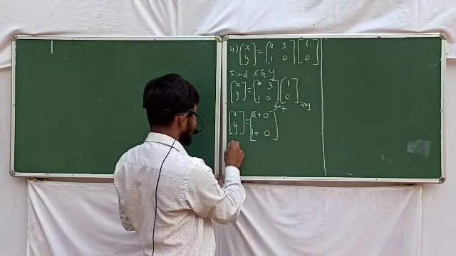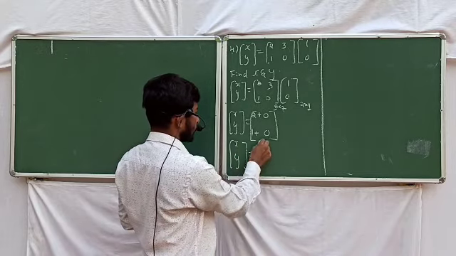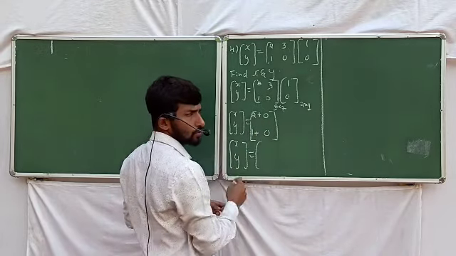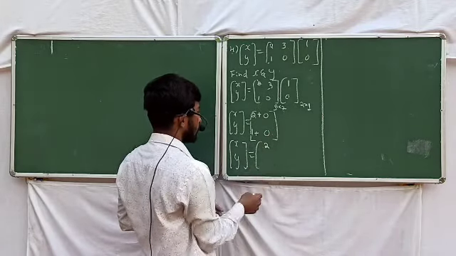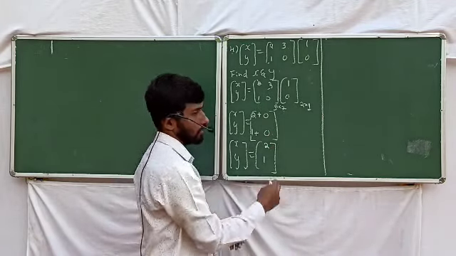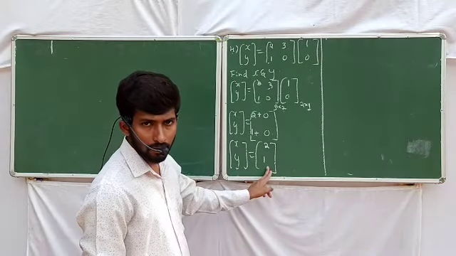That means you will get x comma y is equal to 2 plus 0, and 2 plus 0 value is equal to 2. 1 plus 0, its value is equal to 1. Now see, two matrices are equal.